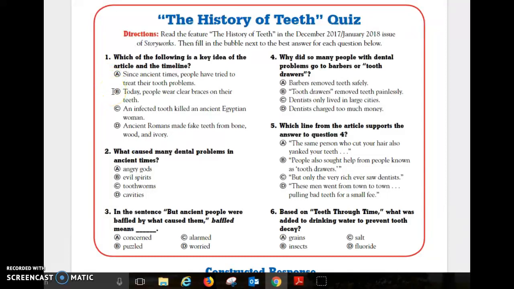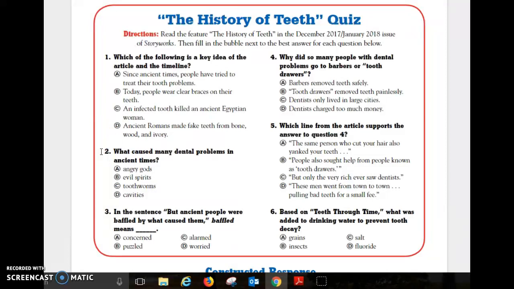B. Today, people wear clear braces on their teeth. C. An infected tooth killed an ancient Egyptian woman. D. Ancient Romans made fake teeth from bone, wood, and ivory. Which of the following is a key idea of the article and the timeline?